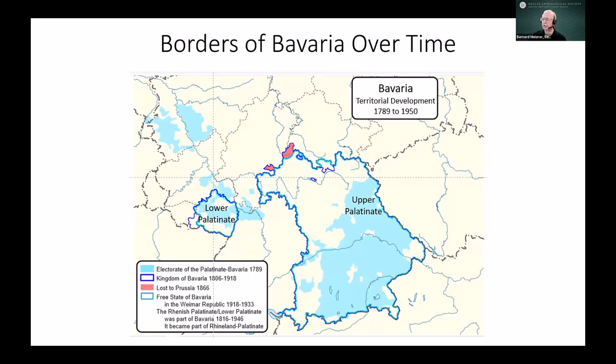So here we have a map sort of showing that. The light blue was what the electorate was, and you can see there's also little bits and pieces that the leaders at the time were trading territories. Like as kids, we probably traded baseball cards. But we see then 1806, then it expanded much more. This is Franconia, this is Swabia, and it did pick up that Lower Palatinate, not to be confused with the Upper, which always was and still is one of the German districts, the Bavarian districts.